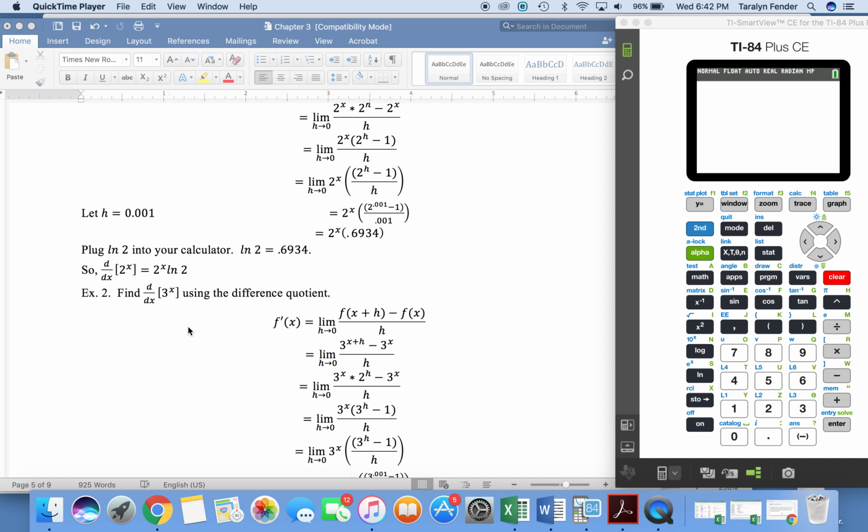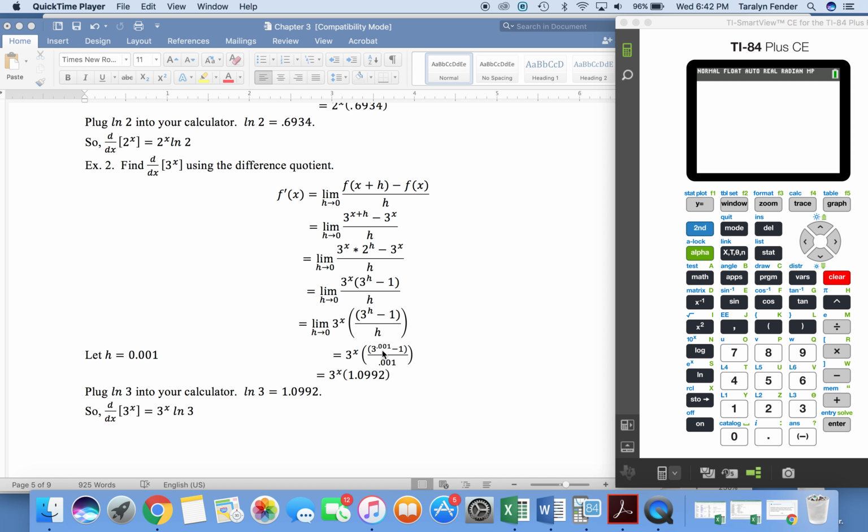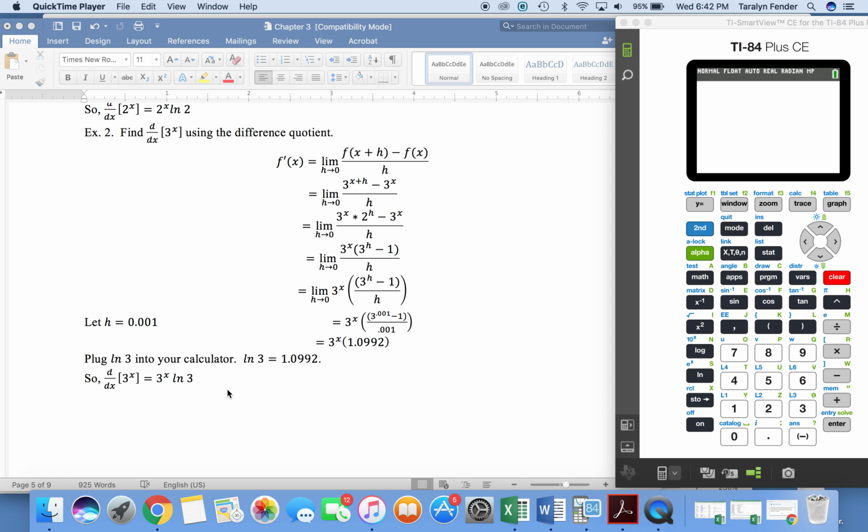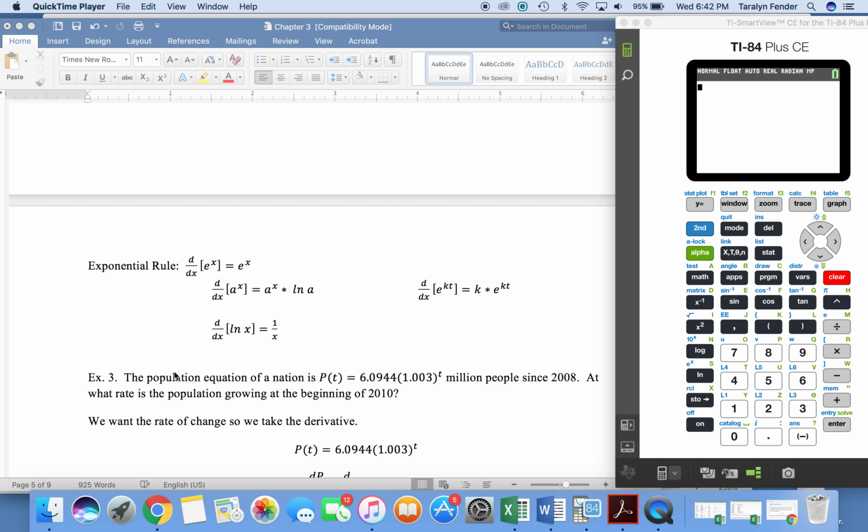We can do the same thing with 3 to the x, letting h equal 0.001, and we have 1.0992 as our value. And then natural log of 3 is equal to that. So the derivative of 3 to the x is 3 to the x times natural log of 3. e to the x is very easy because the derivative of e to the x is e to the x.